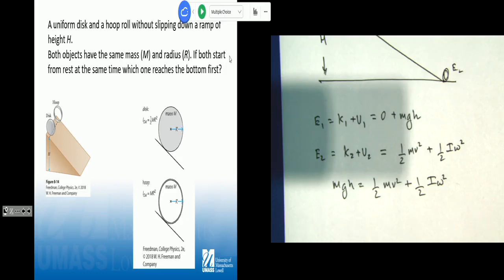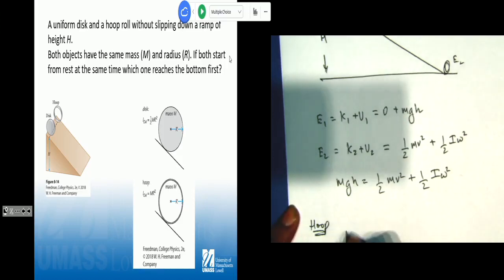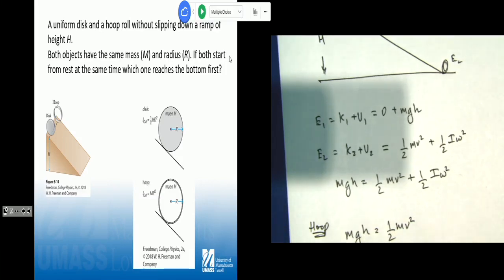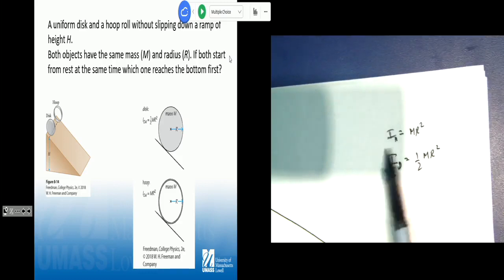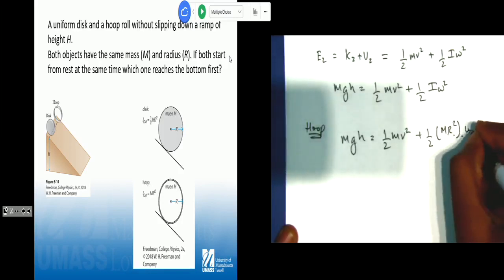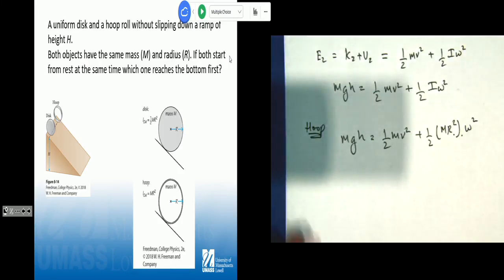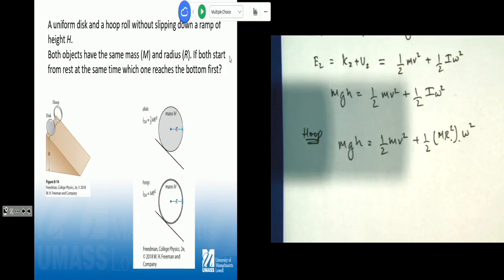Right? So now let's do the hoop first. Okay? So let's say for the hoop, I get mgh, that's still the same, plus 1/2 mv squared, that's still the same, plus 1/2 I. I for the hoop is mr squared. Correct? The moment of inertia for the hoop is given to be that much. I substitute that at this point, times omega squared. Everyone with me so far? The only stuff I've done right now is substitute the moment of inertia of the hoop to start discussing specifically the case of the hoop.